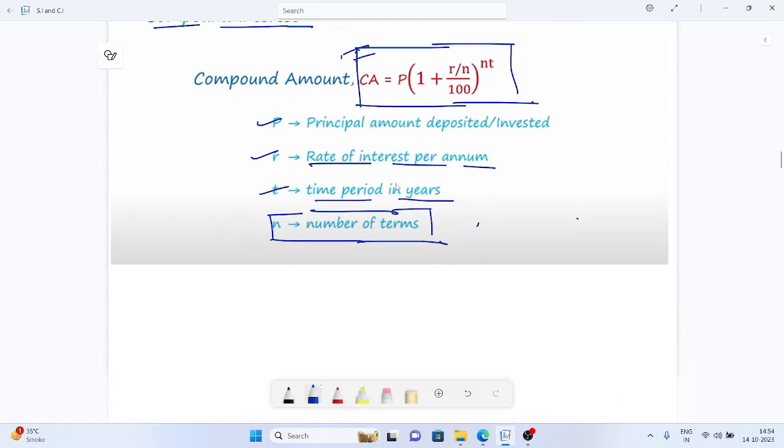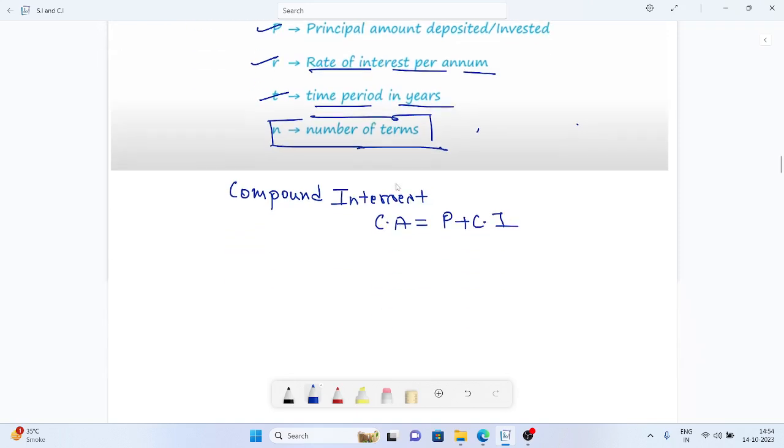So if I want to calculate the compound interest, what I tell you is that total amount is always equal to principal plus interest. So it is principal plus compound interest. So the formula for compound interest here is compound amount minus principal, right?